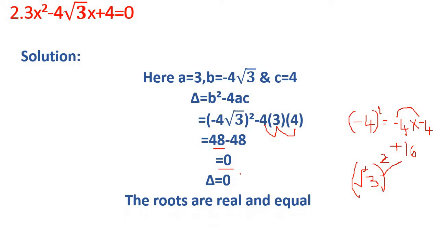Value of delta is 0 means the roots are real and equal. So if roots are real and equal, then the value of delta becomes 0. Next problem.